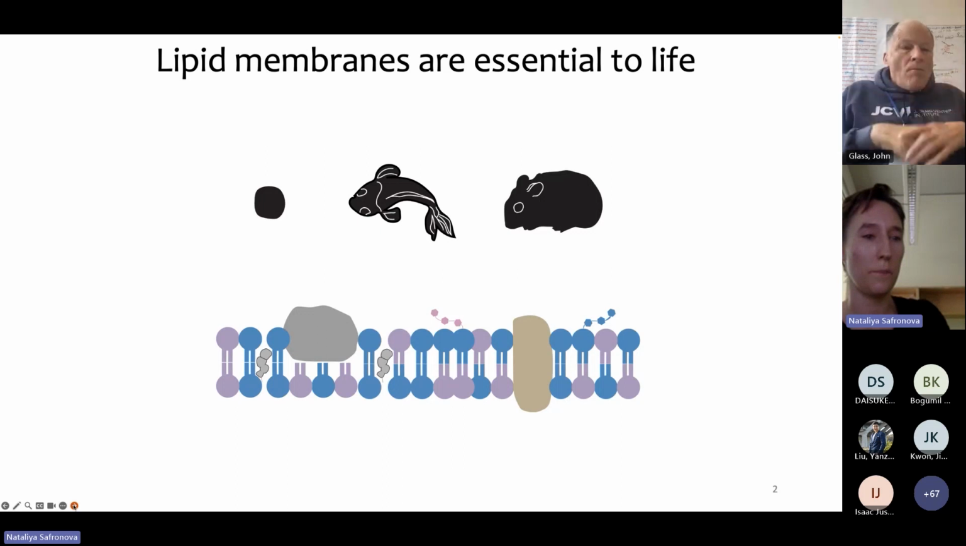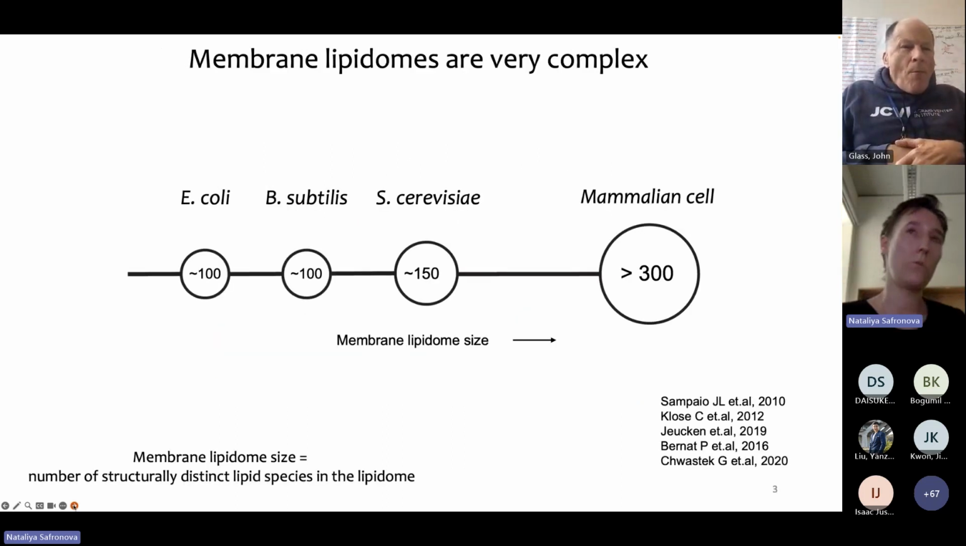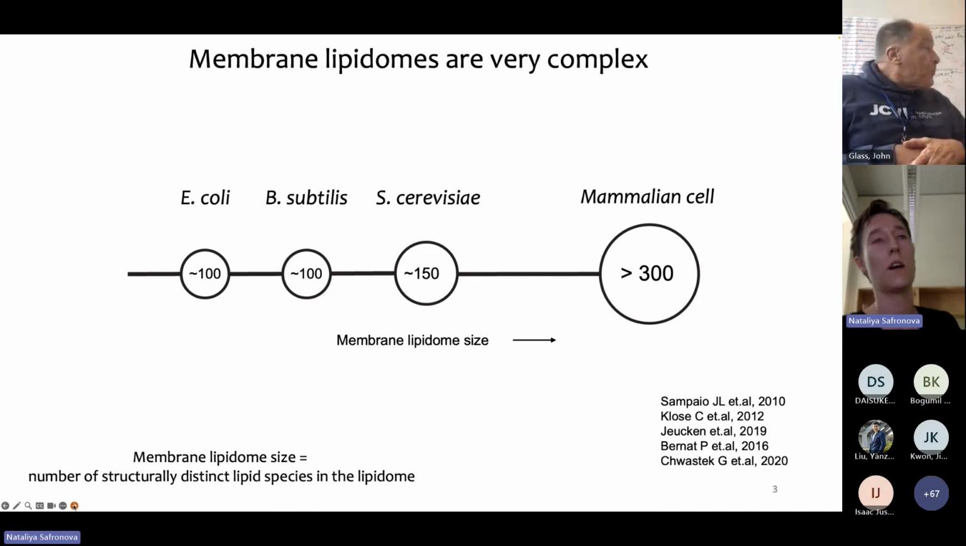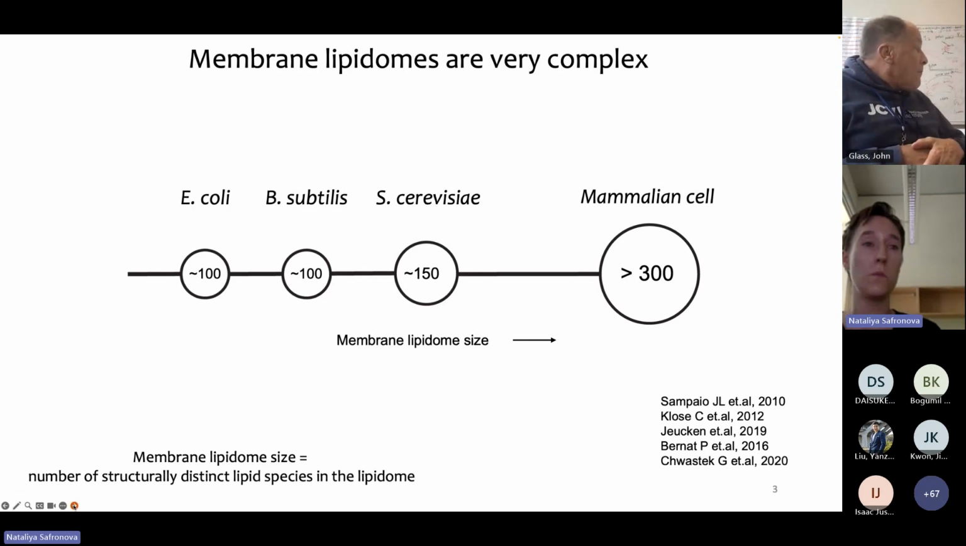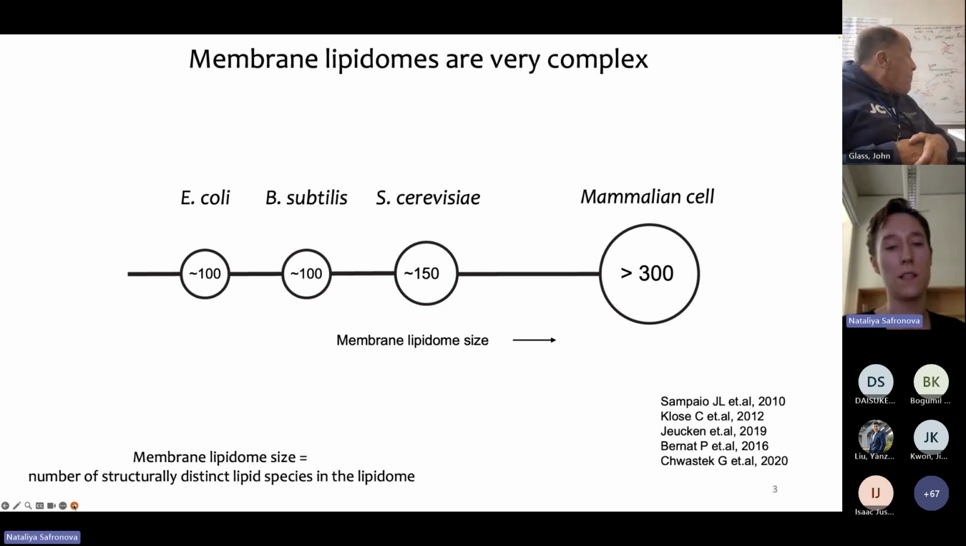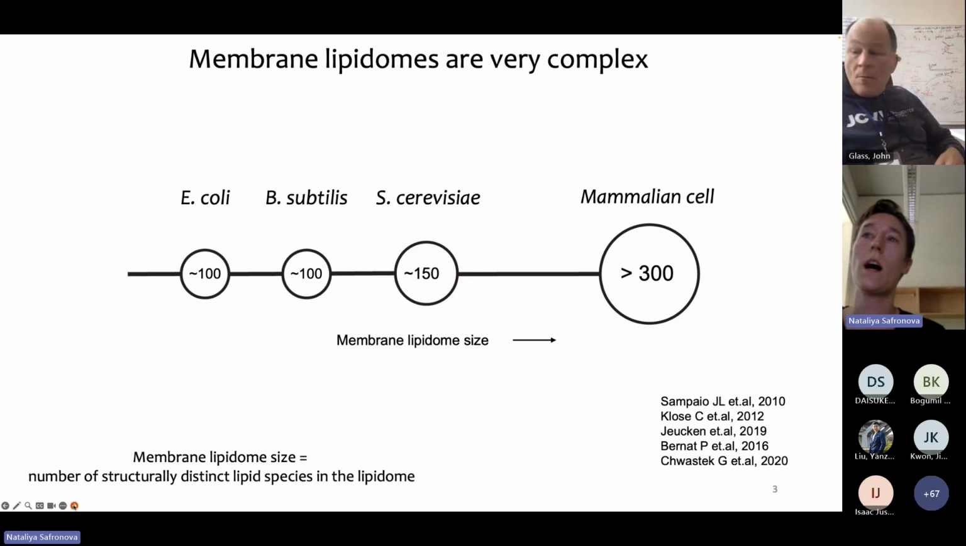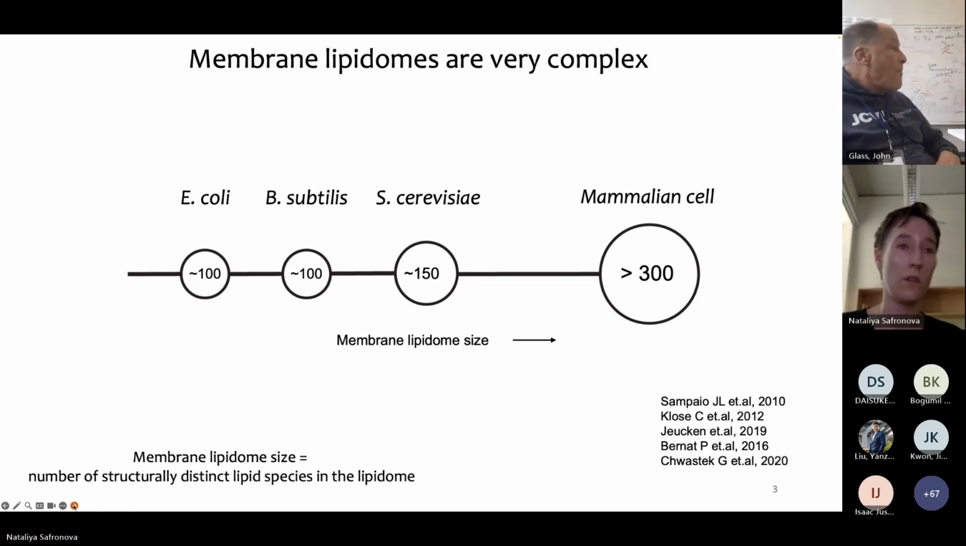So we know that these lipidomes are very complex, and this is essentially one of the biggest experimental challenges of working with membranes. Even relatively simple experimental membrane models, such as E. coli or Bacillus, have at least 100 different lipid species in their membranes, and for mammalian cells, this number can be up to several hundreds of lipid species.